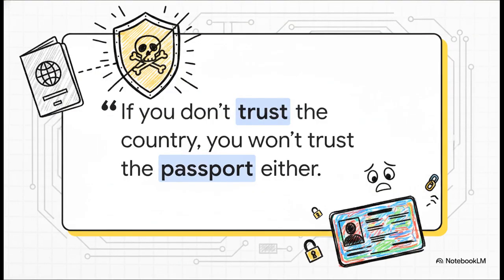So we have this digital passport, but we cannot simply accept it blindly. As the core principle of PKI states, think of a passport. The certificate itself is the passport, and the CA is the country that issued it. If you don't trust the country, you won't trust the passport either.